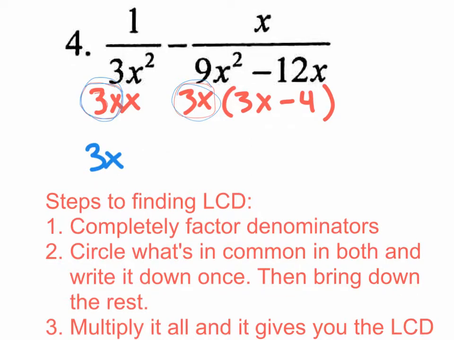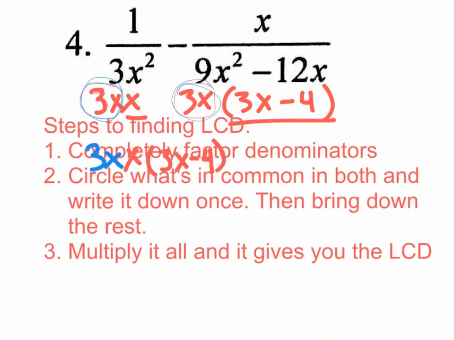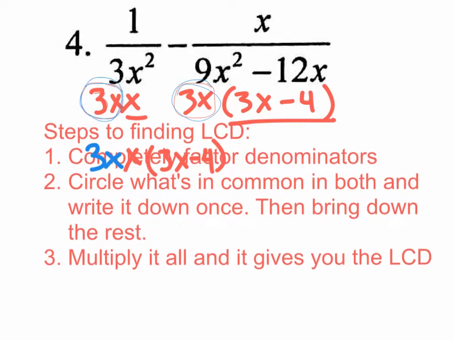It says then bring down the rest. What do I mean by bring down the rest? Well, we need to bring down this x that's left over. So let me write it down right there. And let me bring down this binomial that's left over. So let me bring it down right here: 3x minus 4. So it says multiply it all and it gives you the LCD.